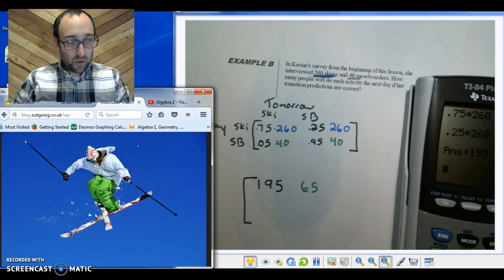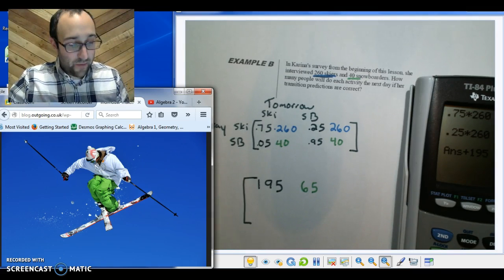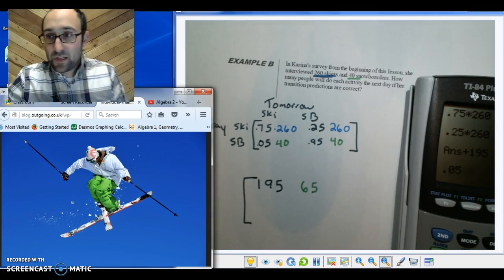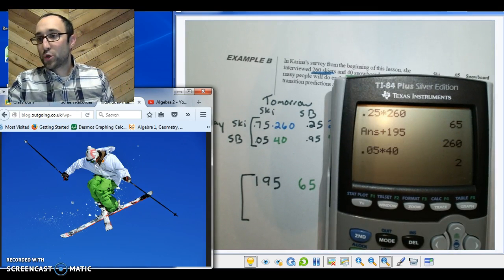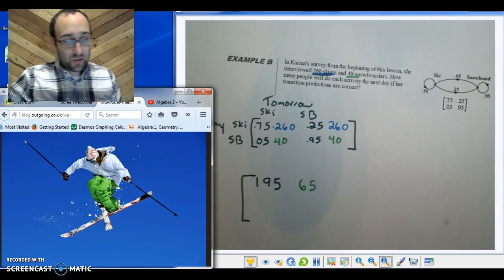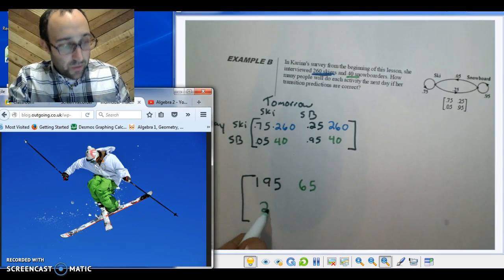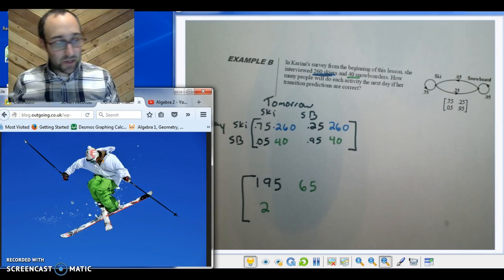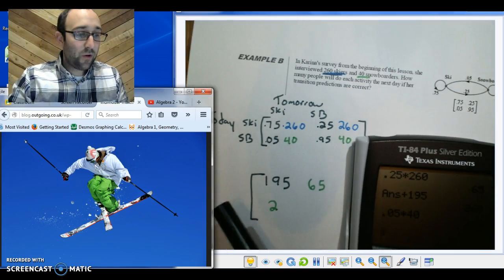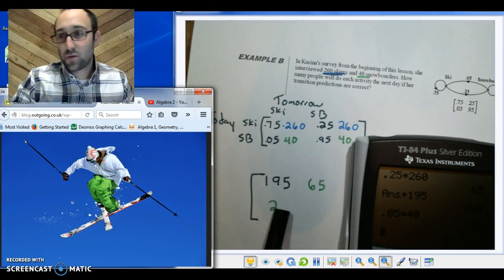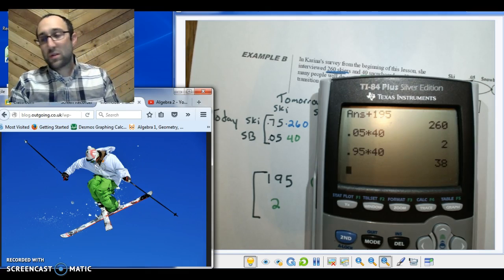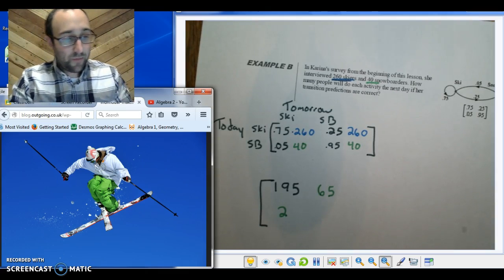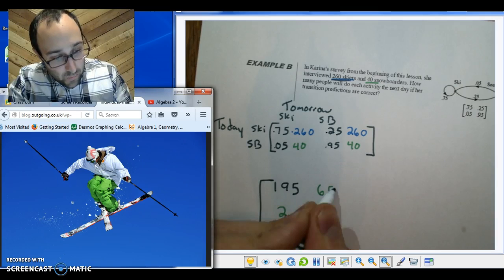Now let's talk about the snowboarders. How many snowboarders are going to ski? Well, 5%, 0.05 times 40. And we get 2. So we have 2 snowboarders who are going to ski tomorrow. All right. And then the last one is 95%. Well, 40 minus 2 should be 38. Let's just double check. 0.95 times 40 should be 38. It is. So I did my subtraction correctly. Way to go, Mr. Bartman. All right. So we got 38 right there.